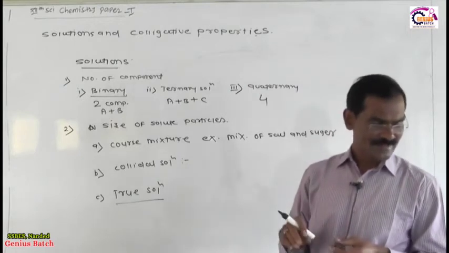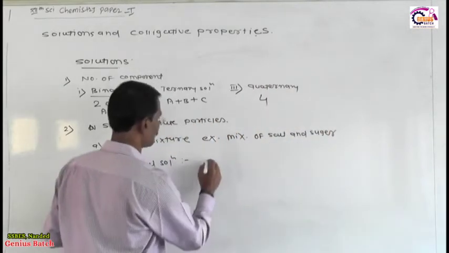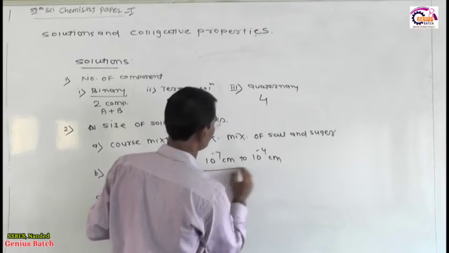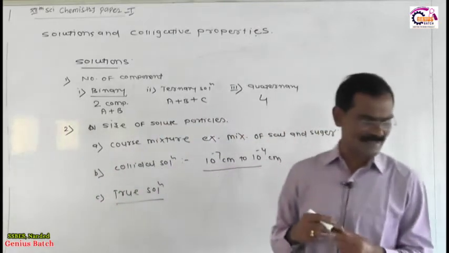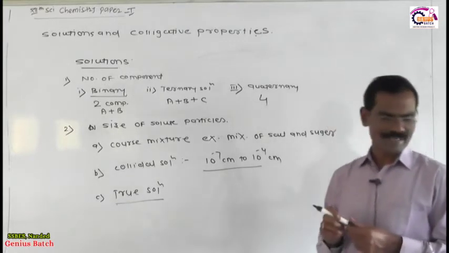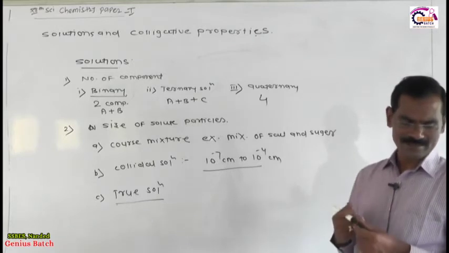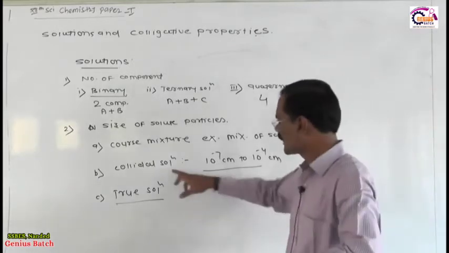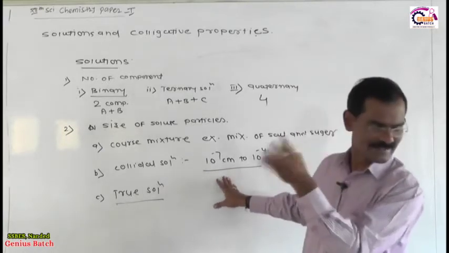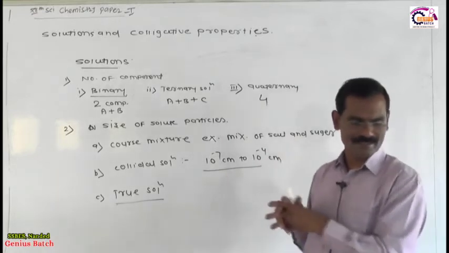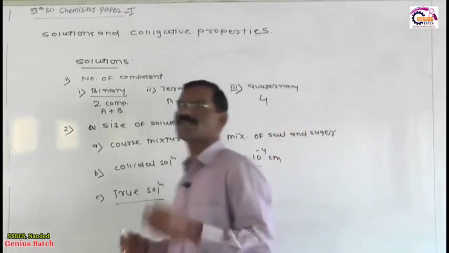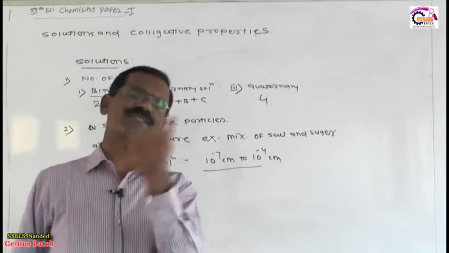And actually the size of solute particle is in the range of 10 raised to minus 7 centimeter to 10 raised to minus 4 centimeter. So this is the range of the solute particle which is present in the solution. For example, in colloidal solution, is it okay? It is formed when the size of the particles dispersed in a solvent is in the range of. What is the definition of colloidal solution? It is formed when the size of the solute particle, listen very carefully, the particles dispersed in a solvent is in the range of 10 raised to minus 7 centimeter to 10 raised to minus 4 centimeter. So this is the beautiful definition of colloidal solution.